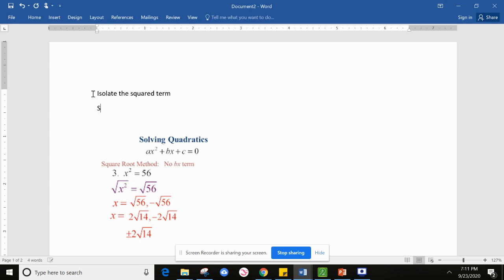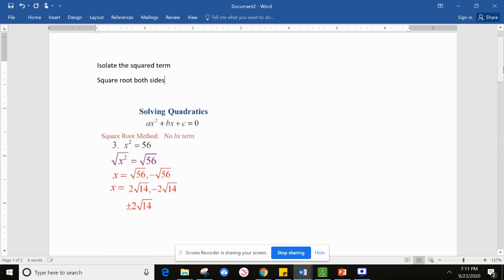After you've done that, you want to square root both sides. And then we need to make sure that we are paying attention to what kind of answers we will get, plus or minus, that kind of thing. So this first example I've got right here is not one that's particularly hard, but we just want to start with the basics. Isolate the squared term.